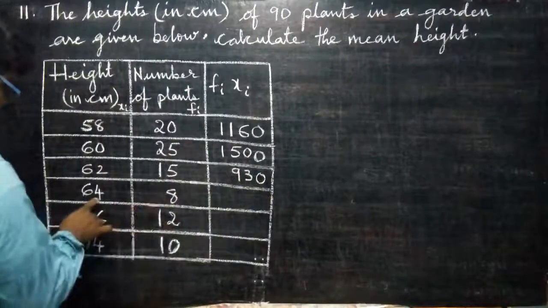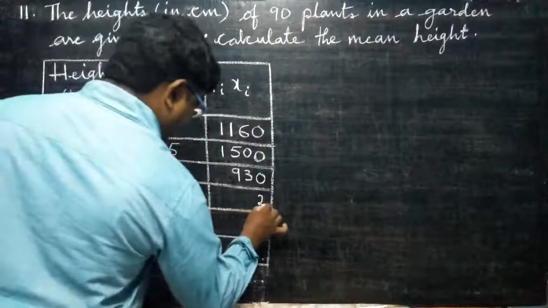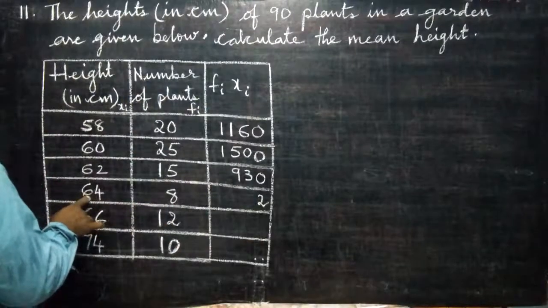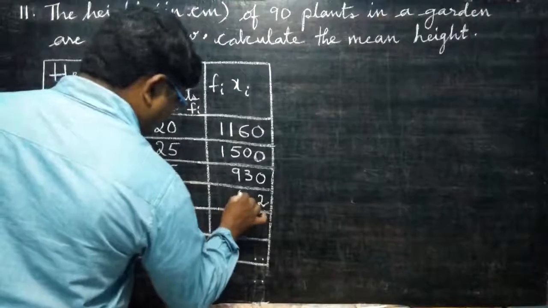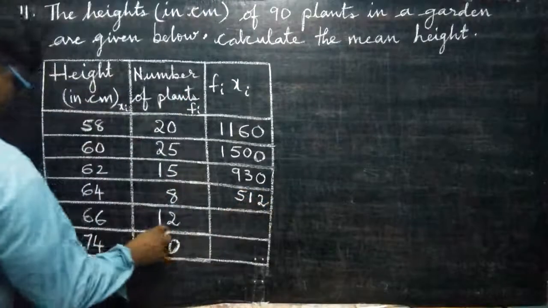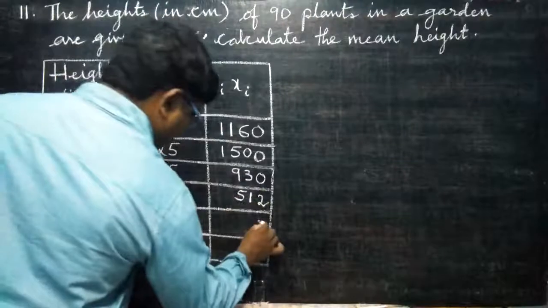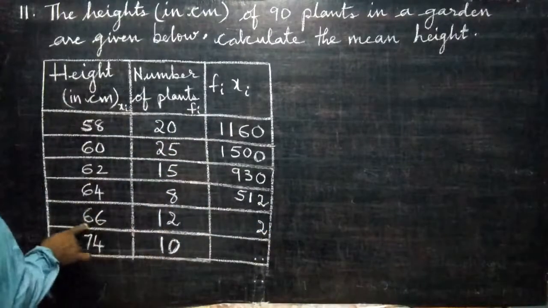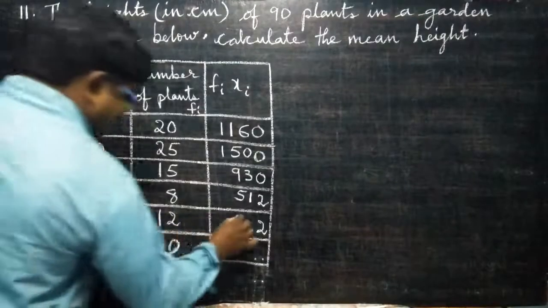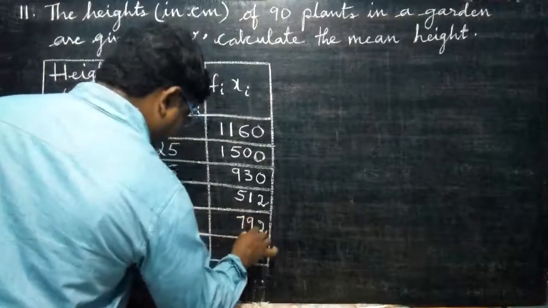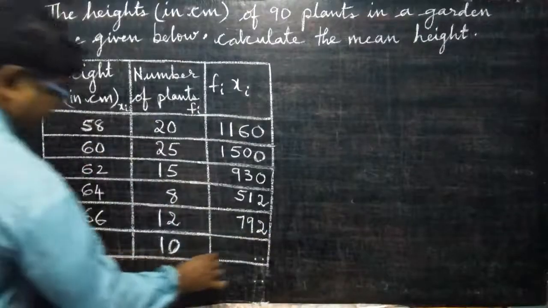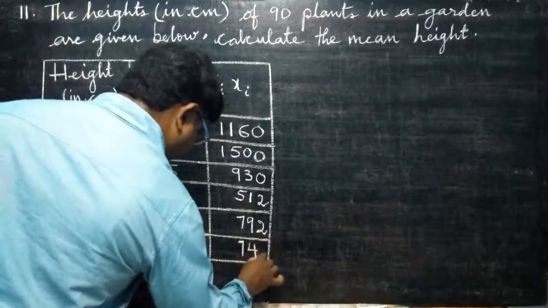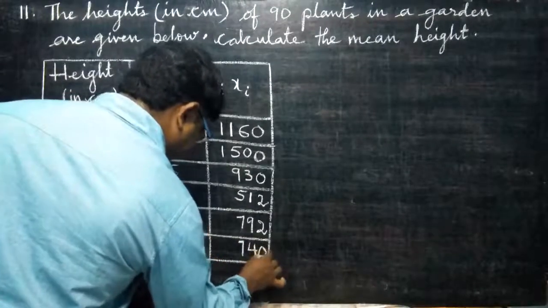Next, 8 4s are 32. 2 here, 3 here. 8 6s are 48. 48 plus 3, 51. So 512. Next, 12 6s are 72. 2 here, 7 here. Again 12 6s are 72. 72 plus 7 is 79. 79. And 74 into 10 everyone knows, 740.